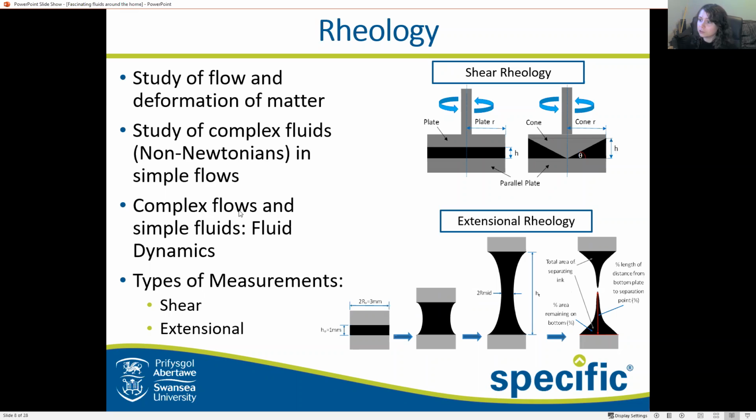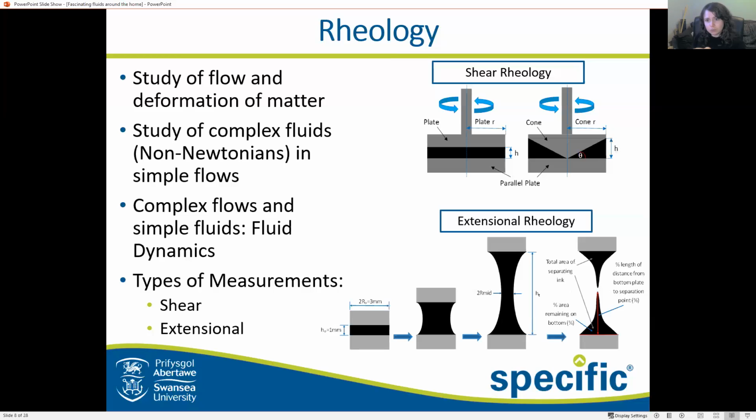So in this case, you would look at simple fluids in complex flows. So we'd understand things like pipes and the way water flows throughout different systems. The way we measure these things are using shear and extensional rheometers. So a shear rheometer is something I use quite regularly, which involves either a pair of plates with fluid in between them, or a cone and a plate below it with fluid in between it. And then the cone or plate on the top will spin round and round.